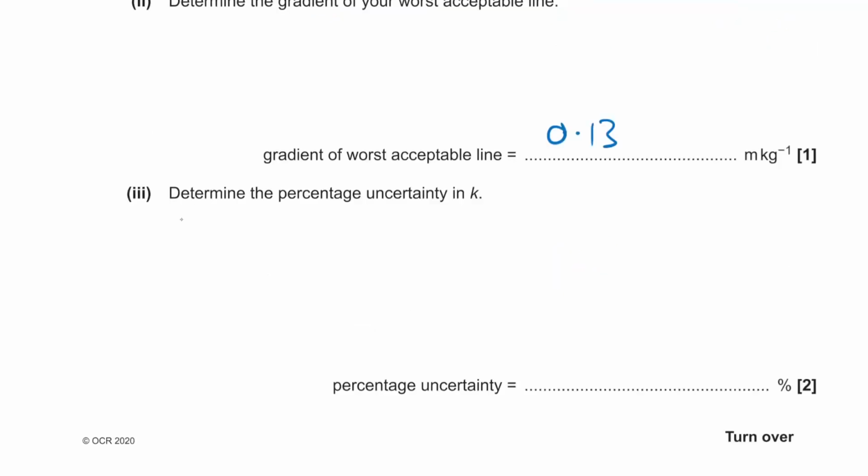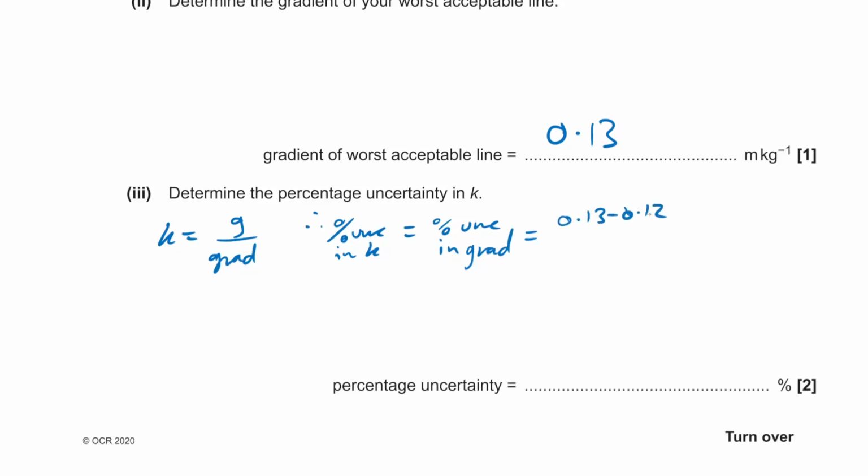Well, like we said, K is equal to G over the gradient. G, of course, doesn't have an uncertainty, so therefore percentage uncertainty in K is equal to the percentage uncertainty in the gradient, which of course is just going to be equal to the difference in my values. So 0.13 take away 0.12 divided by the original 0.12 times 100. And so that just ends up being 0.01 divided by 0.12 times 100, which ends up being 1 divided by 0.12. And that gives me, I think I can say 8.3%.